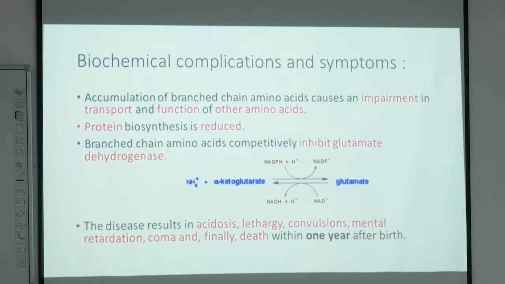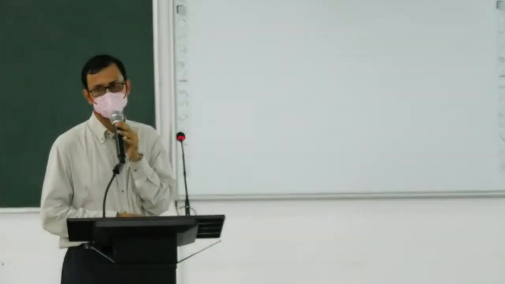Accumulation of branch chain amino acids causes impairment in the transport and function of other amino acids. The most important enzyme that gets inhibited is glutamate dehydrogenase. The common symptoms are acidosis, lethargy, convulsion, mental retardation, coma, and death. What is acidosis? Metabolic or respiratory, anyone? What is acidosis?